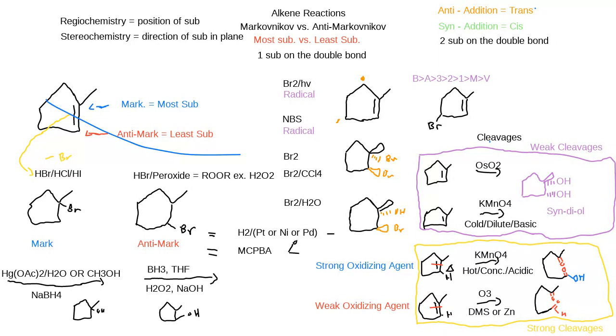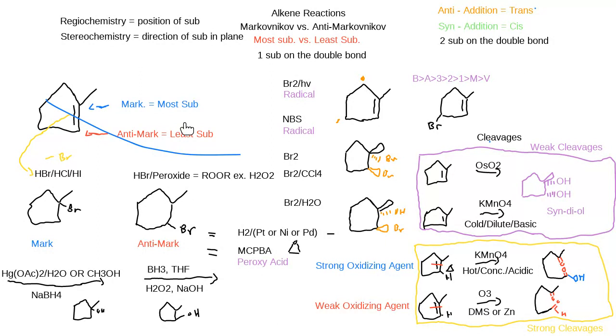MCPBA is called a peroxy acid. Don't get that mixed up with H2O2, which is a peroxide. This is a peroxide. Also, if you notice, both of the ones that have peroxides are anti-Markovnikov. So that's another clue. You have to constantly find patterns and clues to connect all these reactions.